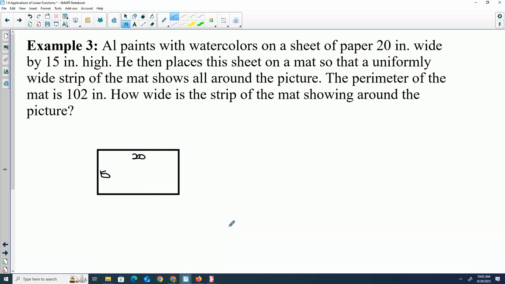He then places this sheet on a mat so that a uniformly wide strip of the mat shows all around the picture. What that means is I'm going to take my little piece of paper and put a mat behind it. So that is a bigger rectangle going behind it so that I have the same amount of border showing on every side. So, I'll draw another rectangle.